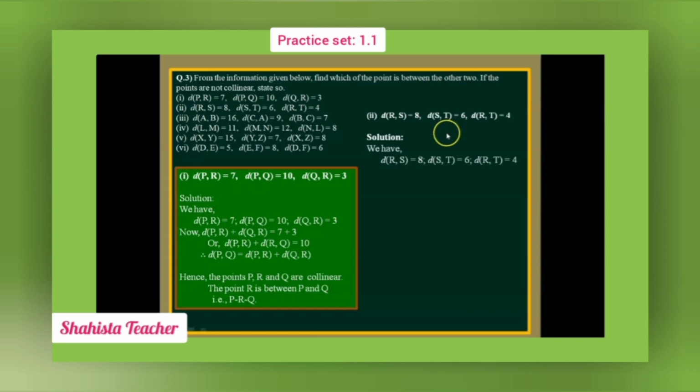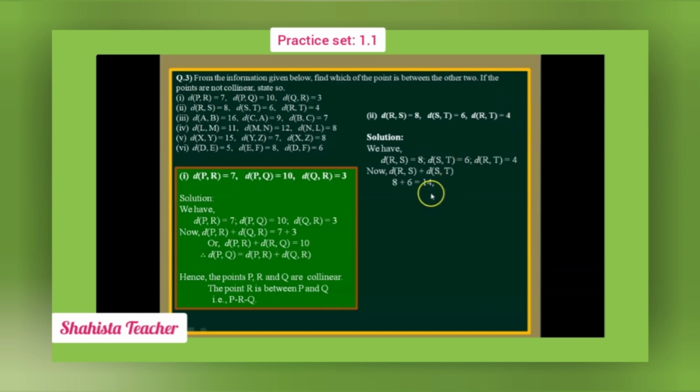So here we will first add RS plus ST and check what the number is. So here distance of RS plus distance of ST. Distance of RS value is 8 and distance of ST value is 6. So 8 plus 6 is 14. That 14 is not equal to this 4.